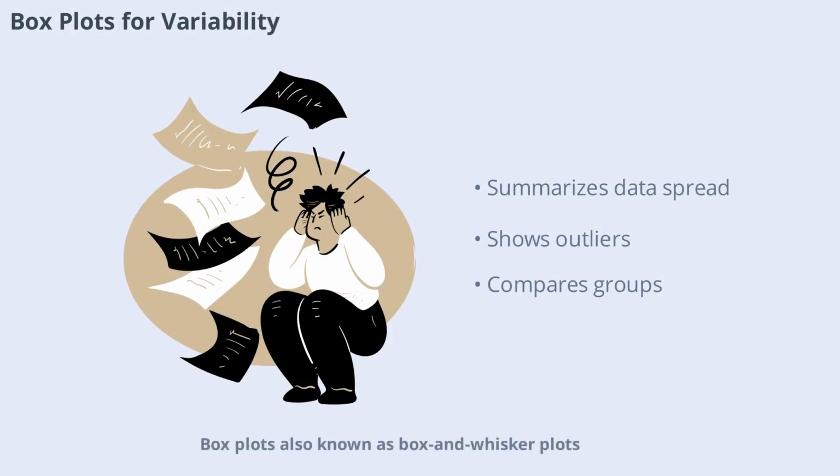Box plots, also known as box and whisker plots, summarize the distribution and variability of data. They display the median, quartiles, and potential outliers, making it easy to compare groups. Box plots are valuable for spotting differences in spread and identifying unusual values. They're widely used in scientific research and data analysis to provide a quick overview of data variability.